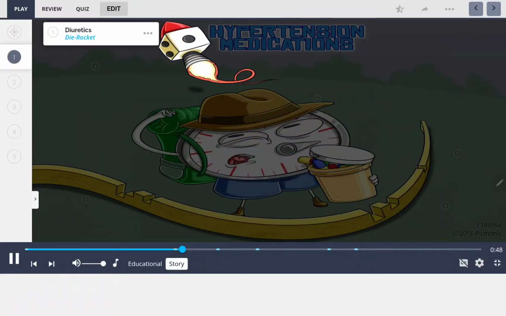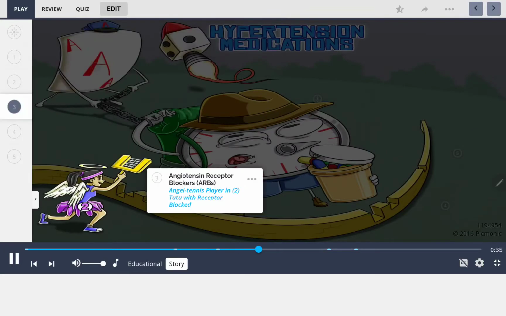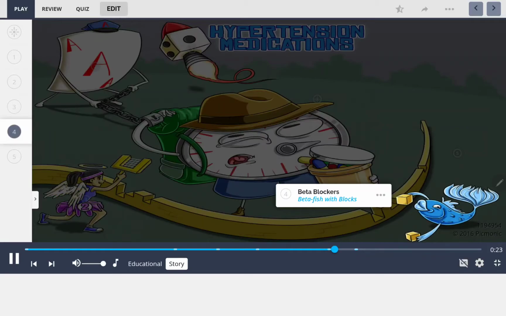First, the dye rocket rolls the dice and launches into the air. That's the signal that the hiker has arrived. Immediately, the ACE binds him with inhibiting chains, restricting his movement without constricting. Then, the block team gets to work, building a wall to block him from escaping. You can bet on the angel tennis player in a 222 who volleys blocks into place with her receptor like a pro. Next, the lucky beta fish piles blocks as fast as he can.